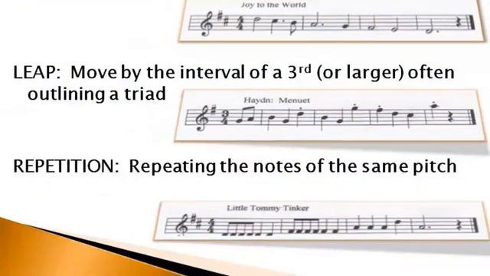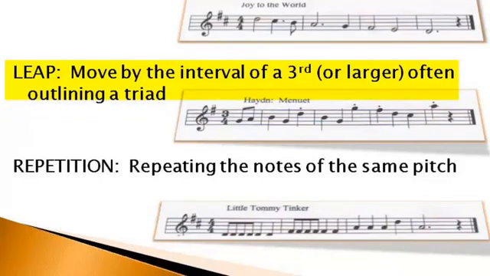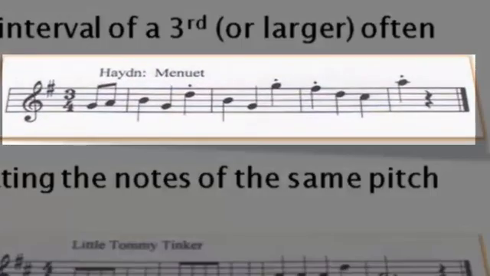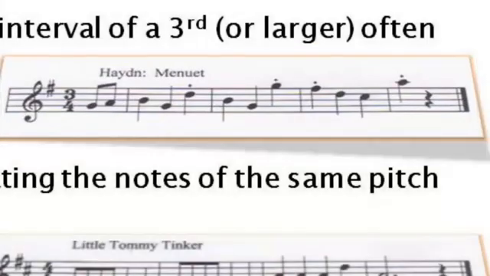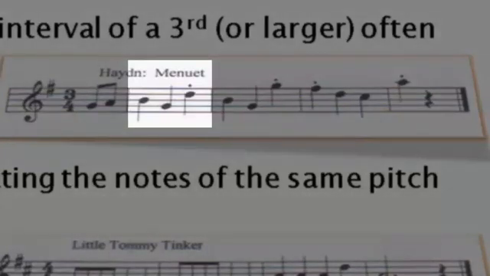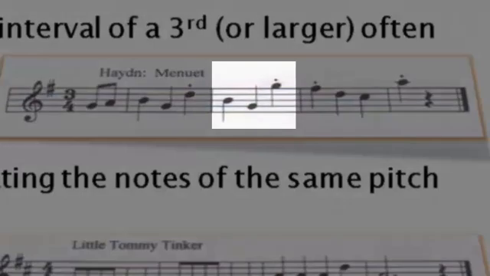You can also have leaps. That means that you're going to move by the interval of a third or larger. When you do leaps, it's best if it can outline a triad. So we have this little Haydn that sounds like this. So the beginning with these leaps here, those leaps are making the G major triad. The next measure, they're all notes of the G major triad, which is why it sounds so nice.